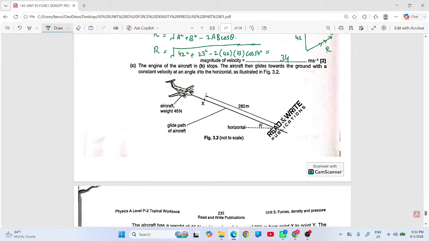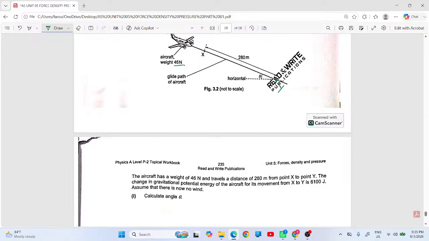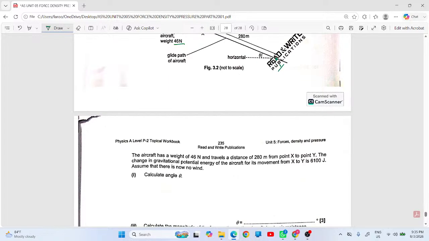Next, the engine of the aircraft in B stops. The aircraft then glides towards the ground with a constant velocity at an angle of theta to the horizontal, as shown in the figure. The aircraft is moving downward, and the distance between x and y is 280. The weight of the aircraft is 46. Angle is just theta mentioned. We have to calculate theta.